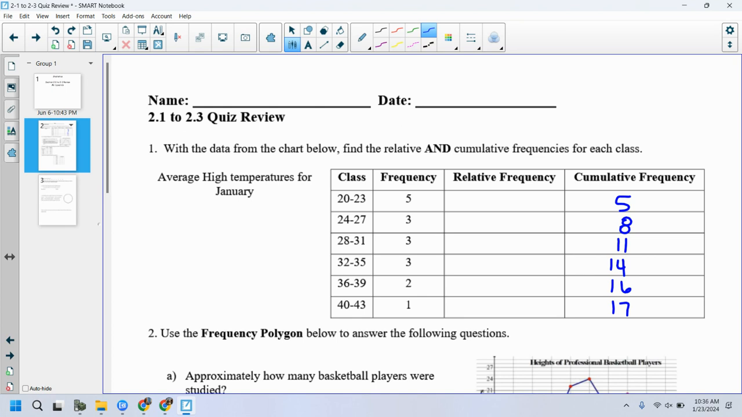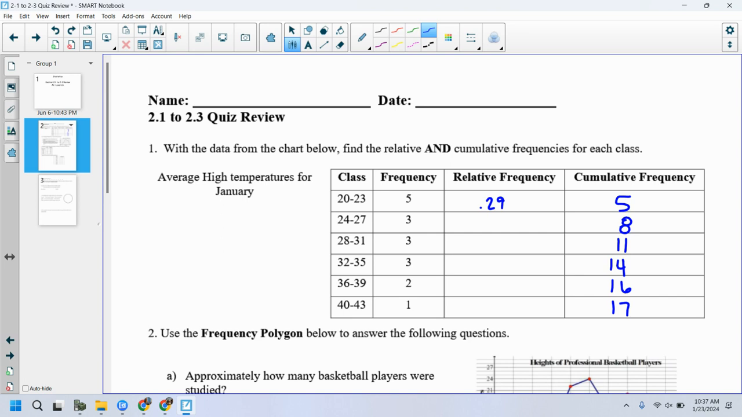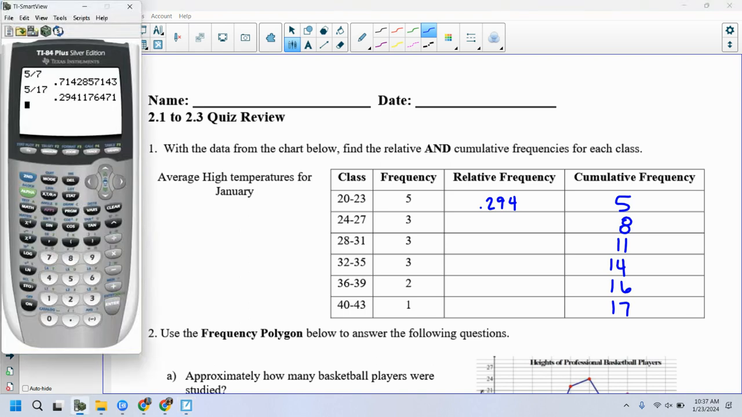All right, relative. So now I want to go out of 17. 5 out of 17. I'm okay if you write it as a decimal or a percent. I really don't care. I'm going to say 0.29. I'll go 0.294. Why not? I really don't care where you round to. I like to go 3 out because then it gives me a 29.4% if I wanted to say that as well. 3 out of 17, and this is all 3 of those categories.